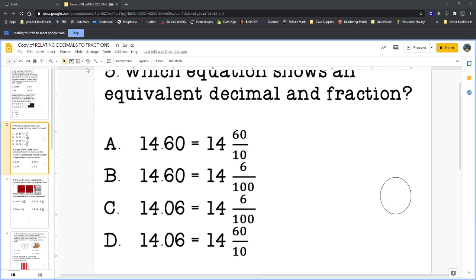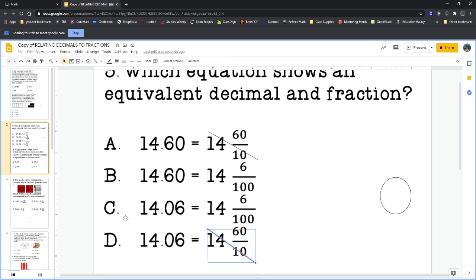Okay, answer choice A has a denominator of 10. Answer choice D has a denominator of 10. That means I only have 2 left to look at. Like I told you earlier, whatever your numerator is, whatever number is on top of your fraction, goes behind the decimal.